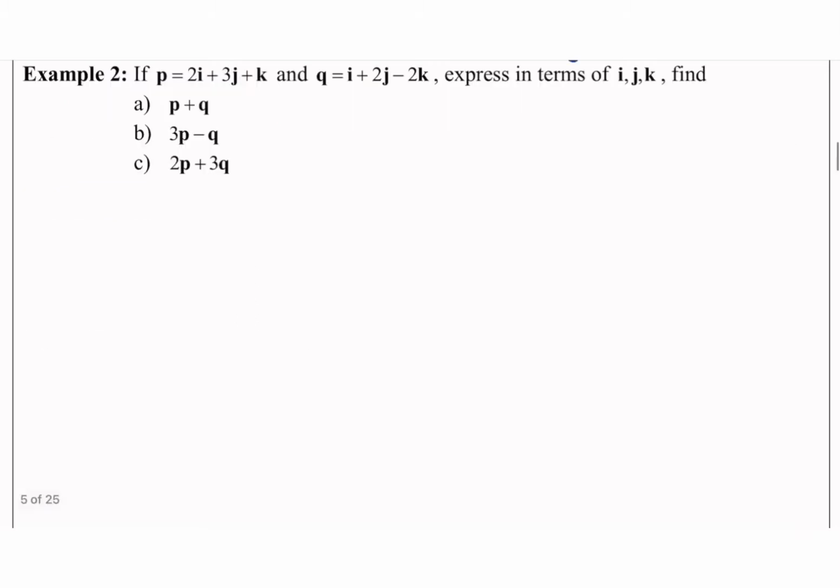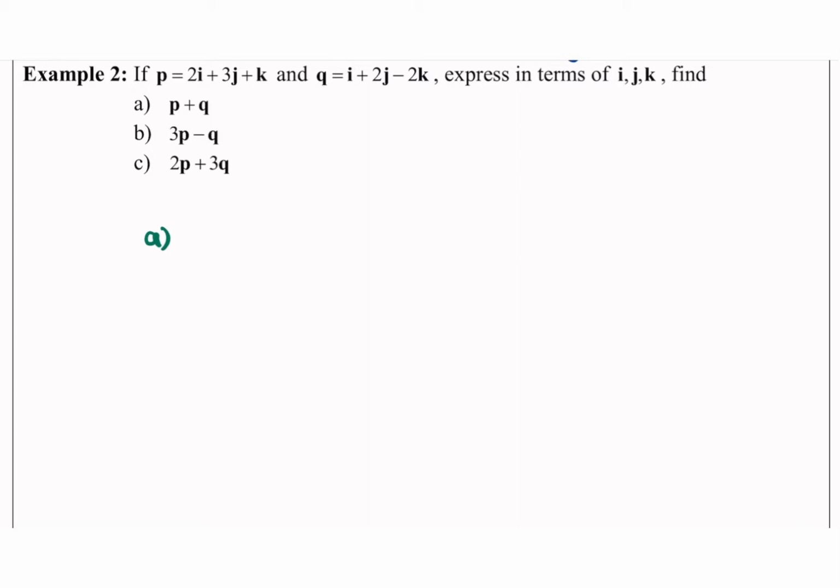Alright. So, let's look at today's example. If vector P is equals to 2i plus 3j plus k and vector Q is equals to i plus 2j minus 2k expressed in terms of IJK, find the vector of P plus Q. So, kita nak cari vector P plus Q. Kita akan guna kolom vektor untuk kita punya operasi dan kita akan bagi jawapan dalam bentuk komponen I, J, K.